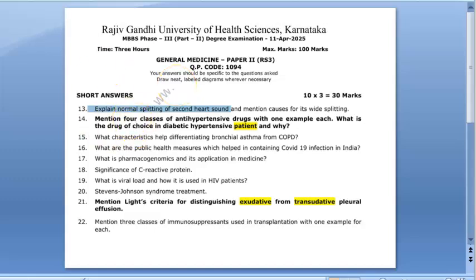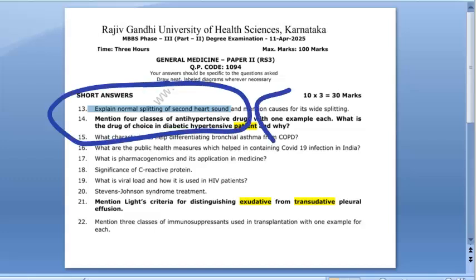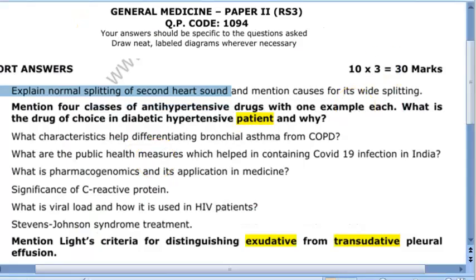Hello. So let us look at this question here. Explain the normal splitting of second heart sound and mention causes for its wide splitting. So you can see that they have asked this for 3 marks. And now let us first understand second heart sound.